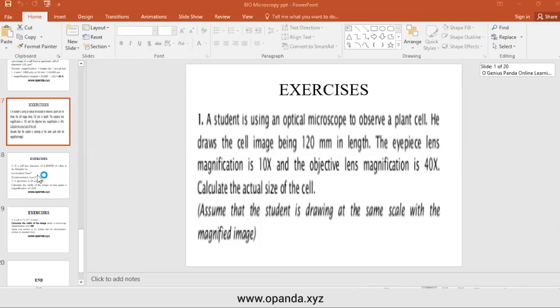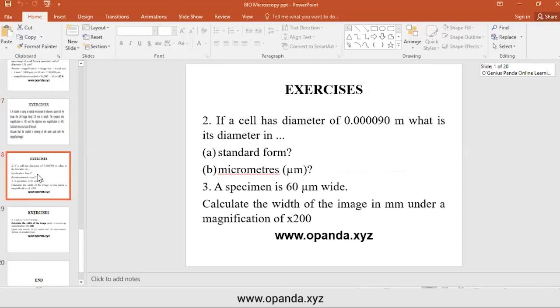We have a cell diameter of 0.00090 meter. What is its diameter in the standard form? What is its diameter in micrometers? Number 2, please, 1 minute. For the question which asked to put the diameter of the cell into standard form, I found that it could be 9 times 10 power negative 5 meters.